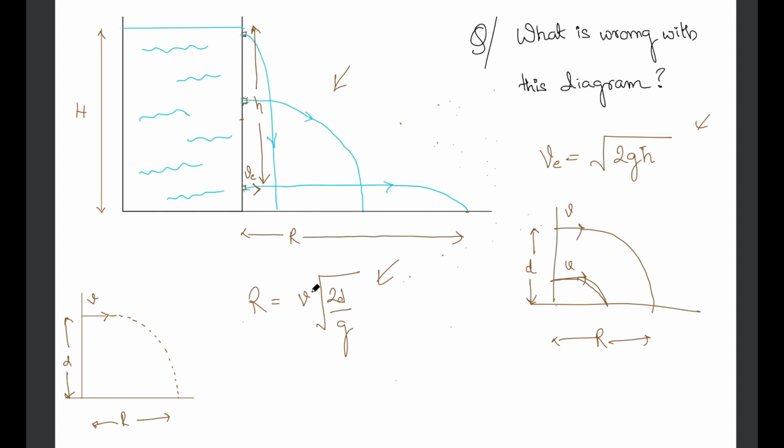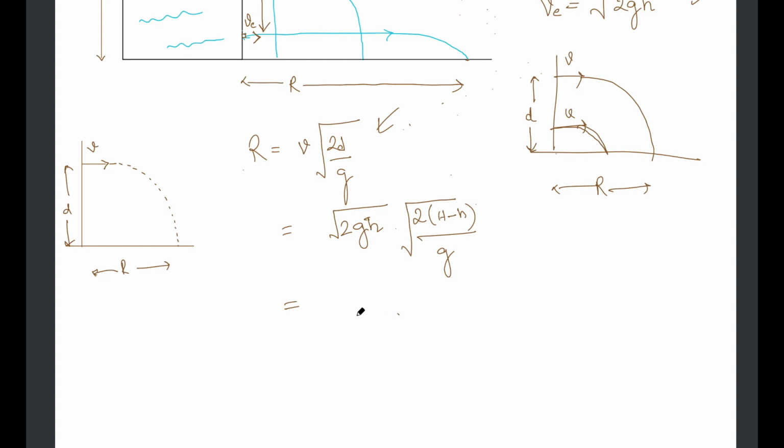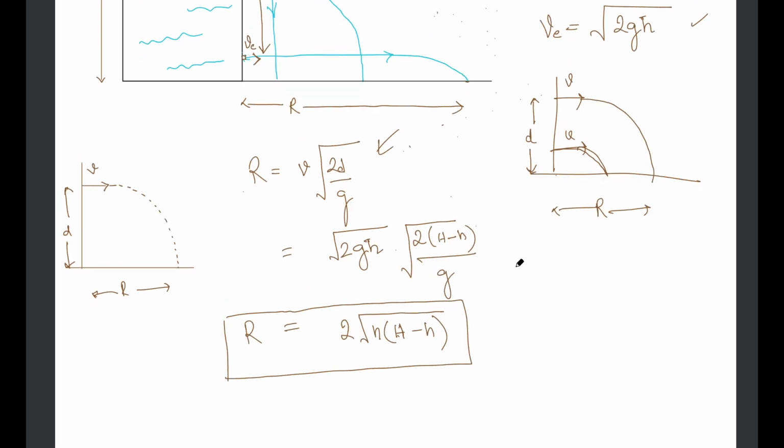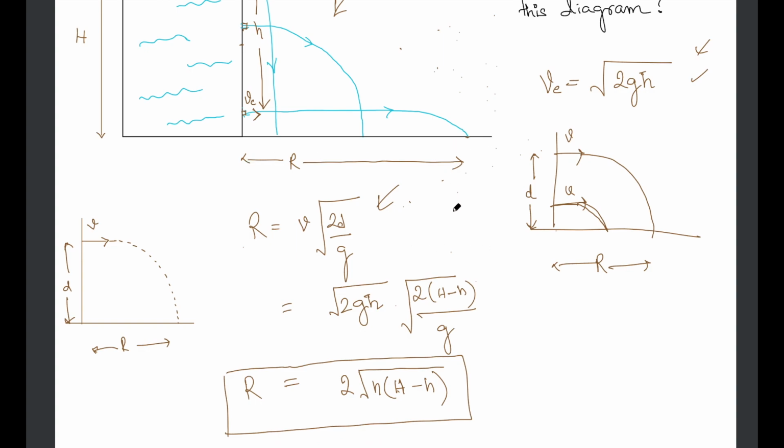From this scenario, what is this v? This v is nothing but root 2gh. And what about this d? This height of this hole? It is actually the total height of the water column H minus this depth h. I'll just replace the d so that we can compare based on this one variable, which is depth below the surface. With a bit of simplifying, we can see this is actually 2 root of h into (H minus h). So this is what the horizontal range looks like. Now we can analyze what is the actual profile of this horizontal range for various depths h.